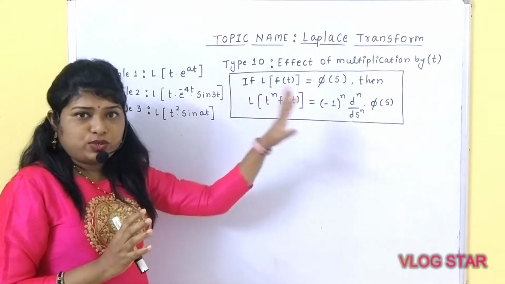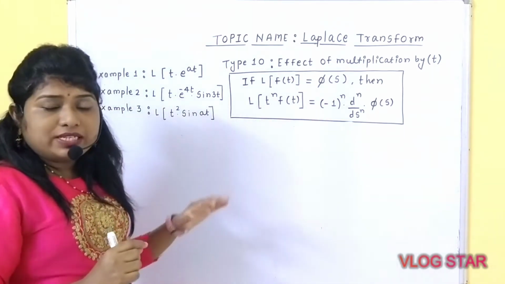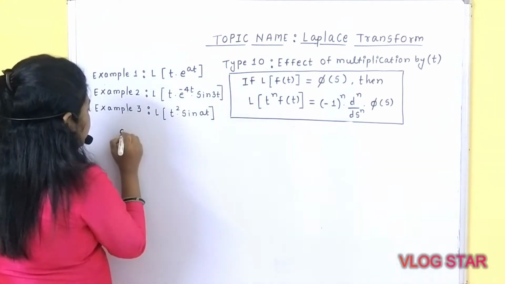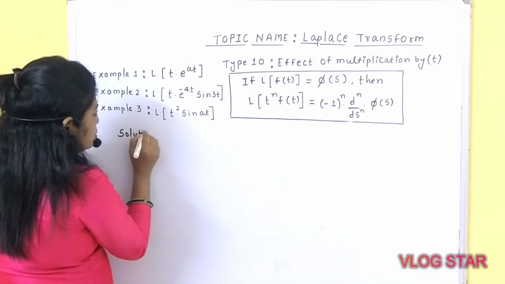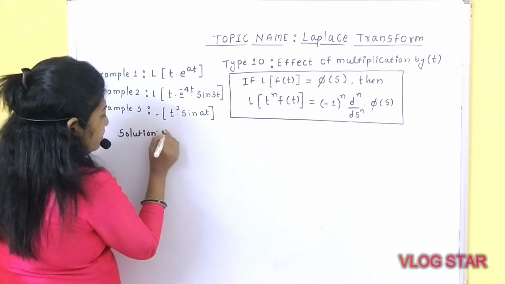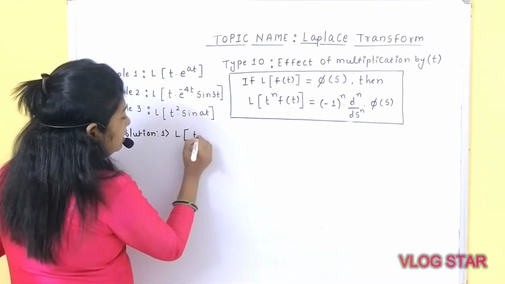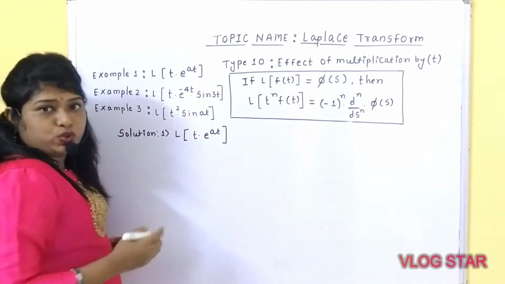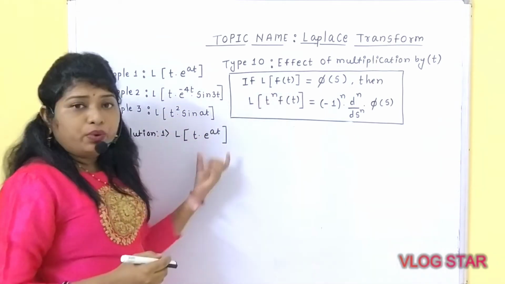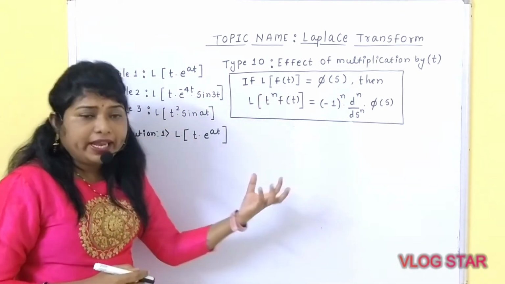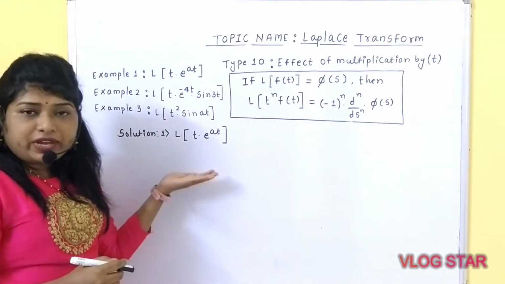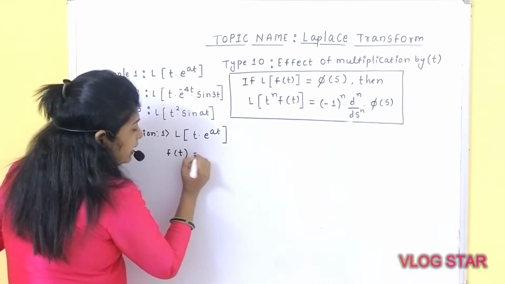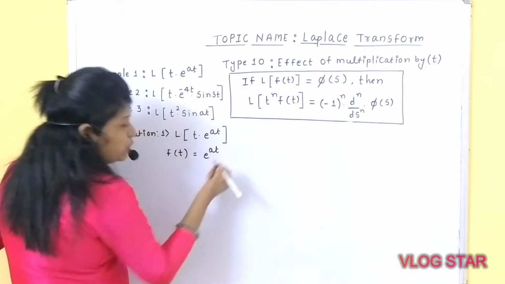I hope you have understood this. So how are you going to proceed? How are you going to solve this particular example? Let's consider first example, solution 1. We have to calculate Laplace of t into e raised to at. So what you need to do? You have to identify f of t from the given example. So what is f of t? f of t is equal to e raised to at.